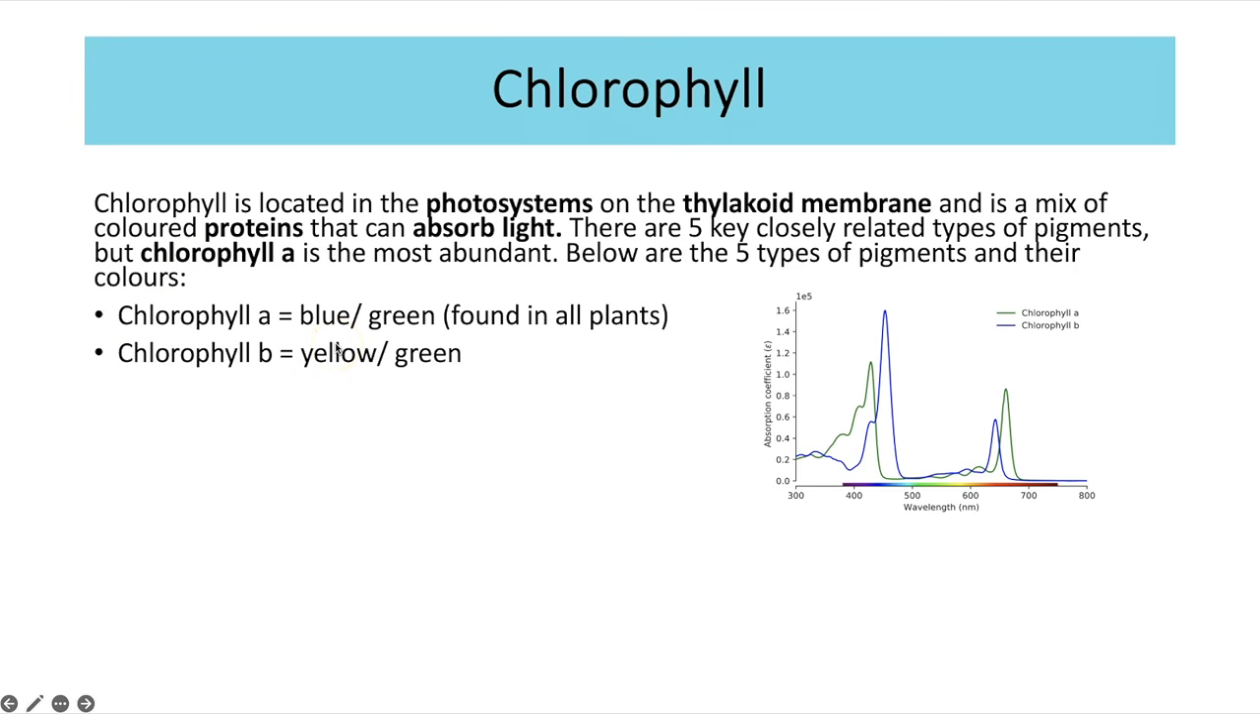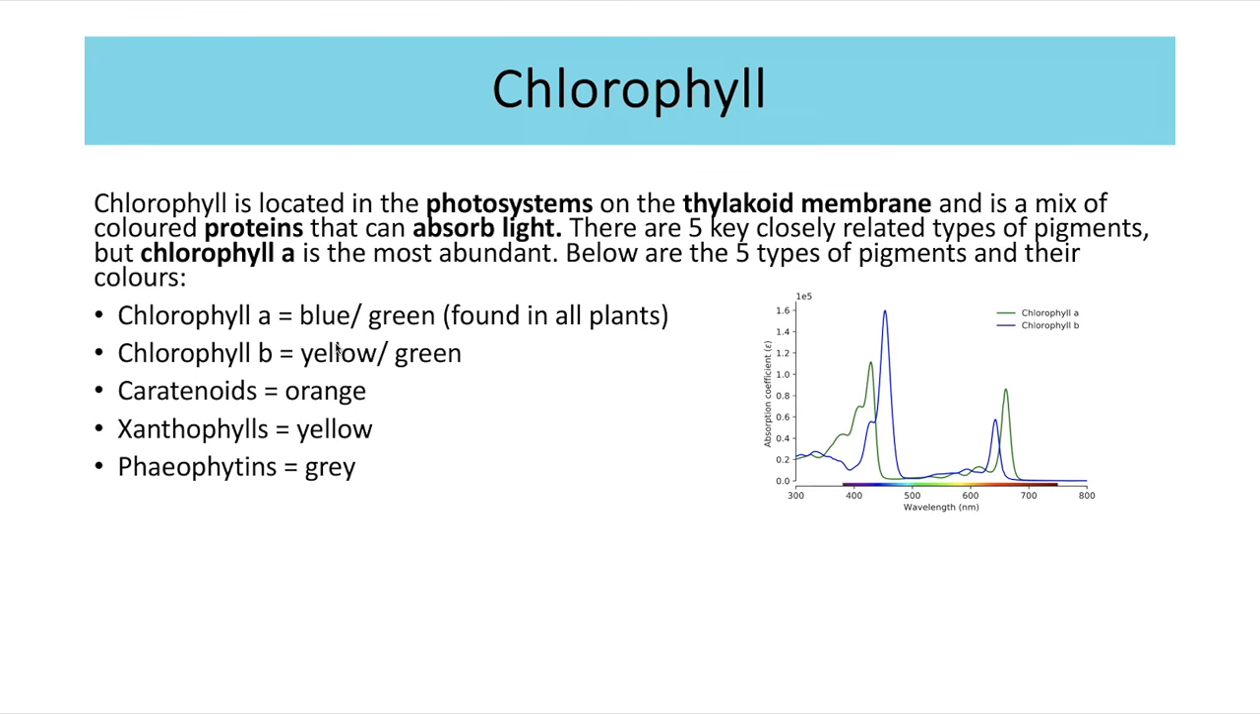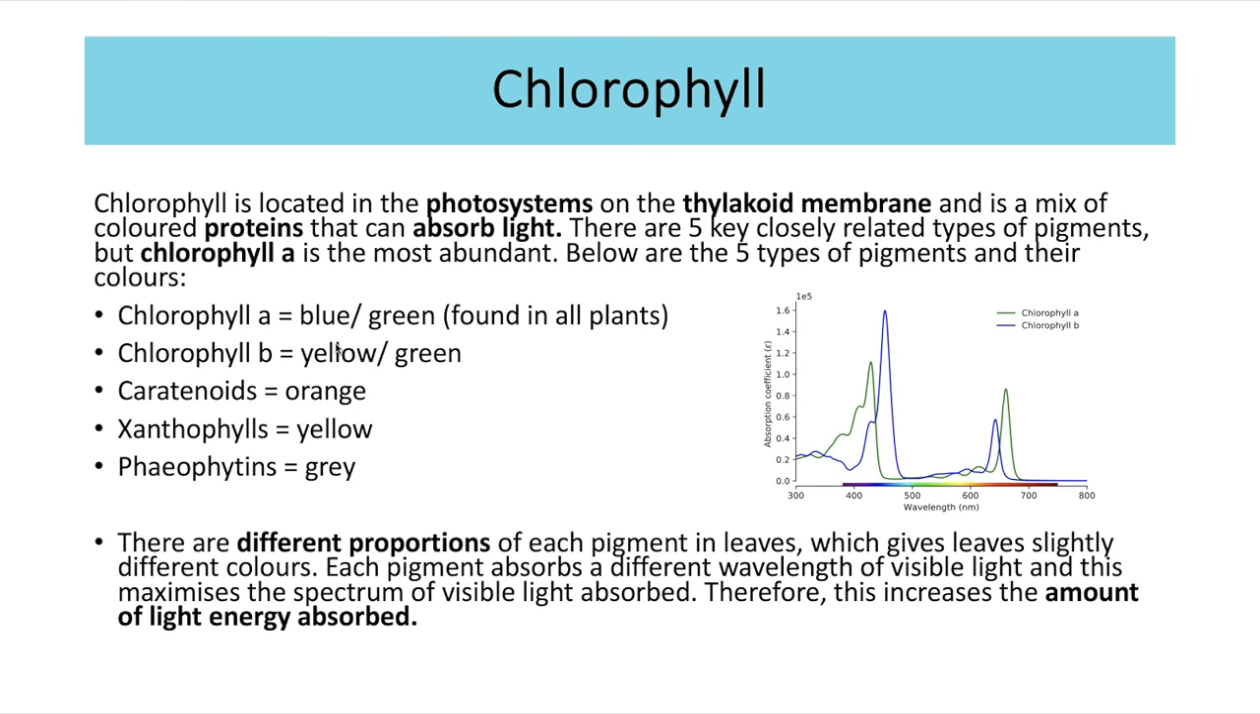So chlorophyll A is a pigment which is bluey-green in colour, found in all plants. Chlorophyll B is a yellowy-green colour. The carotenoids are orange, the xanthophylls are yellow, and the phaeophytins are grey.